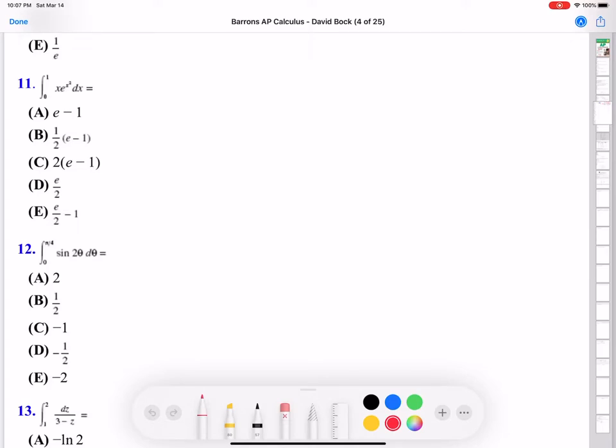Today I keep solving practice exercises from number 11 about definite integration. Let's just start. Number 11, integral 0 to 1 x times e to the x squared dx.